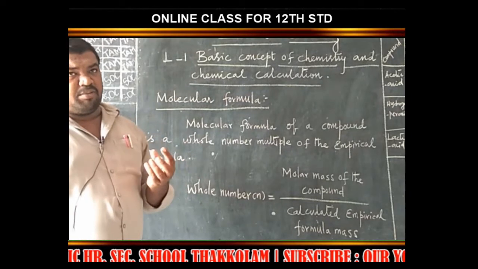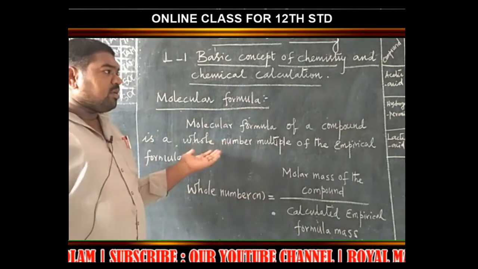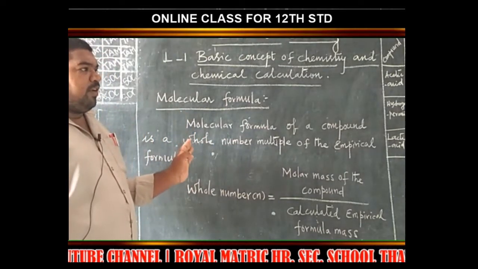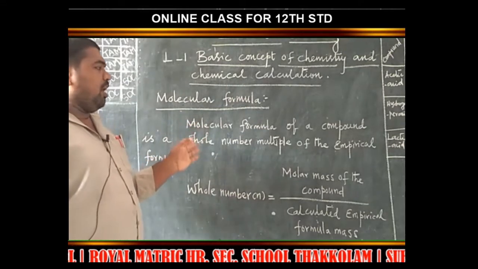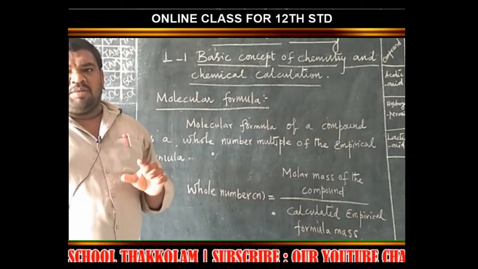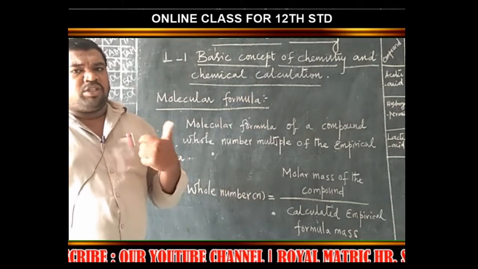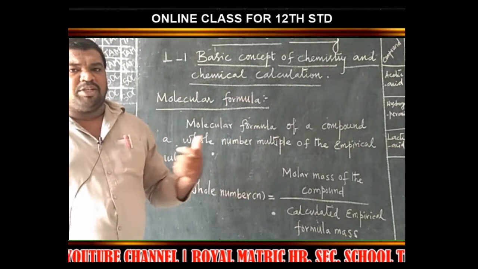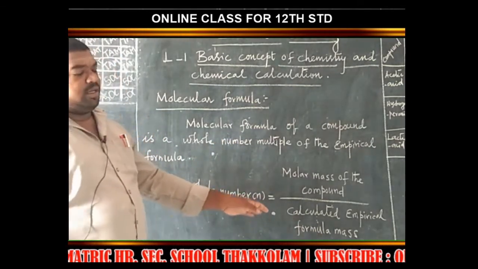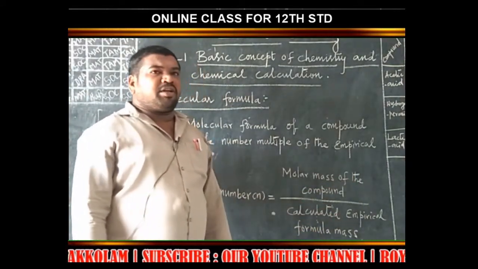அதாவது empirical formulaவோட whole நம்பரை மல்டிப்ளை பண்ணும்போது கிடைக்கிறது தான் molecular formula அப்படின்னு சொல்கிறோம். We can calculate molecular formula by using empirical formula with a whole number. So we can find it by using the following relation. The whole number is equal to the molar mass of the compound divided by the calculated empirical formula mass.